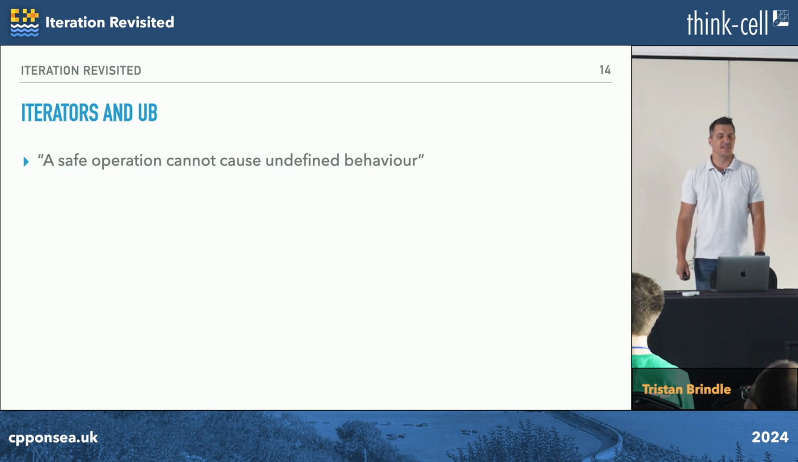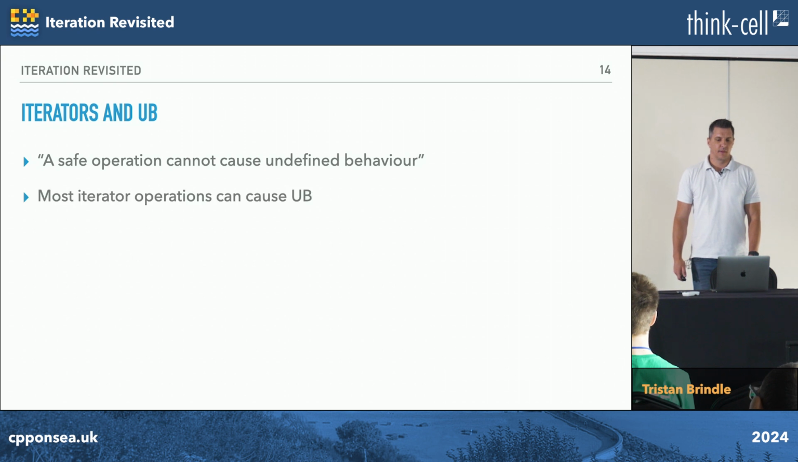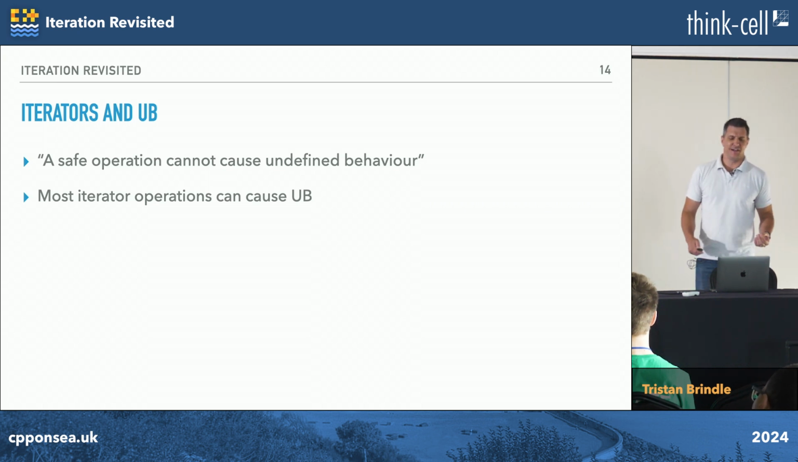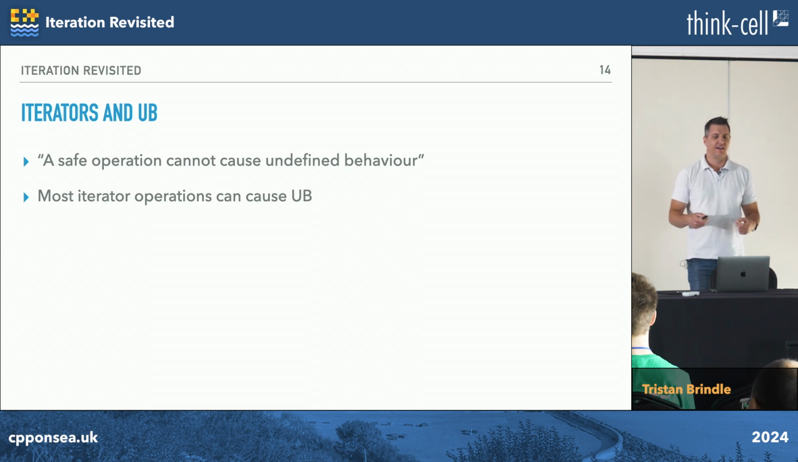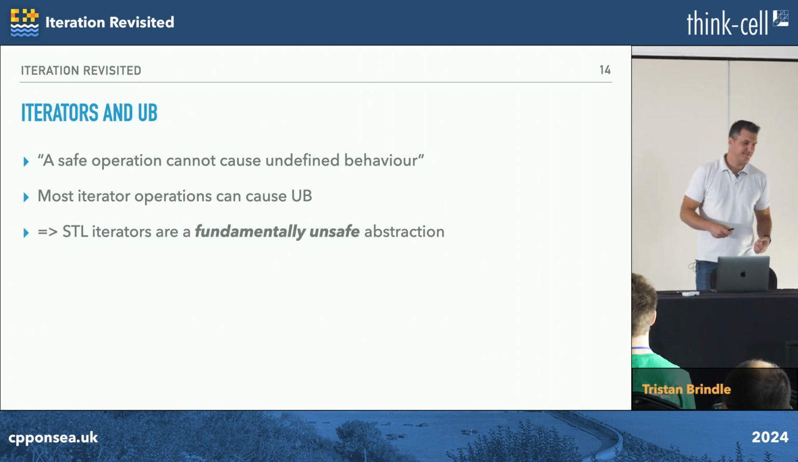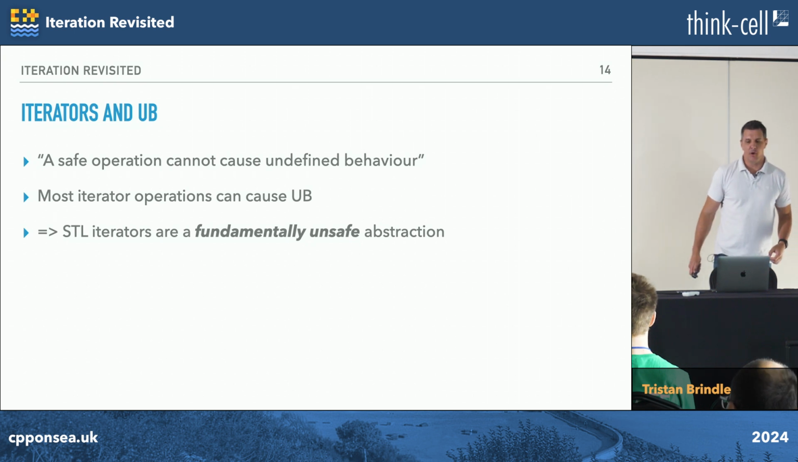So our statement was that a safe operation cannot cause undefined behavior. And yet, as we've seen, most iterator operations can cause UB. And so this is kind of harsh, but really, we put these two things together, and the only conclusion that we can really draw is that STL iterators are a fundamentally unsafe abstraction. People agree? Have I managed to convince you? Okay.